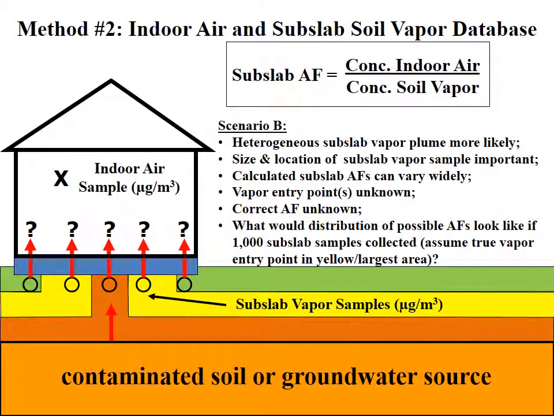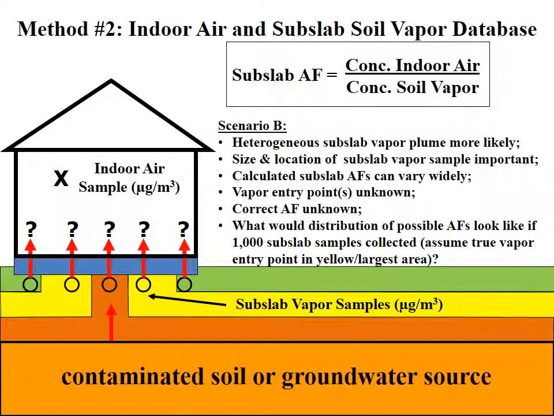Now what we've discovered since then is quite a different picture. The vapor plumes beneath building slabs actually tend to be very heterogeneous, with the concentration of VOCs within any given part of the plume varying by 1 to 2 orders of magnitude or even more. Under this scenario, the size and location of the subslab vapor sample suddenly becomes very important. So your calculated subslab attenuation factor can vary quite widely depending on where that subslab soil gas sample was collected.